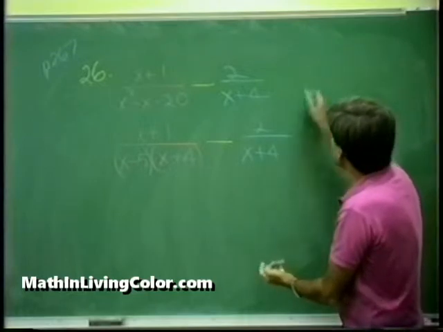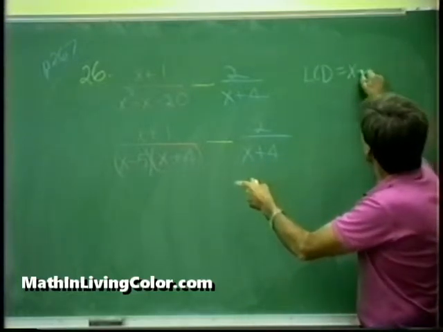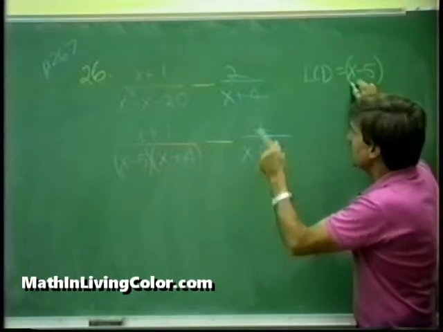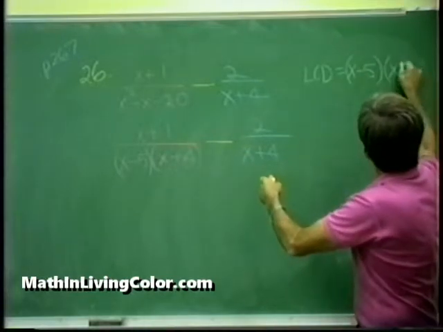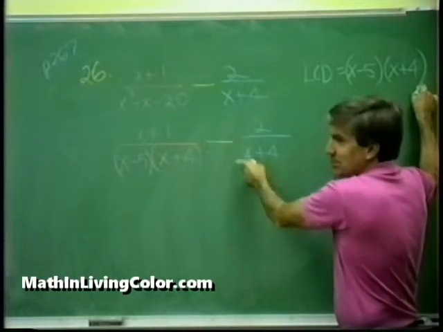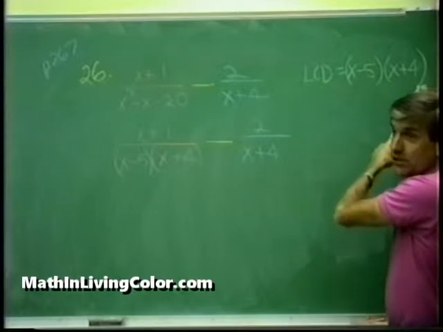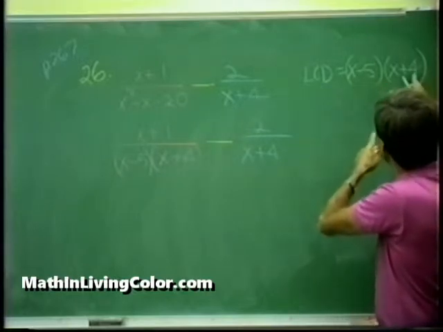The LCD is going to have in it an x minus 5 times x plus 4, right? It has to have both of those factors. It doesn't need an extra x plus 4. You only need one x plus 4, right? So the common denominator is going to be x minus 5, x plus 4.